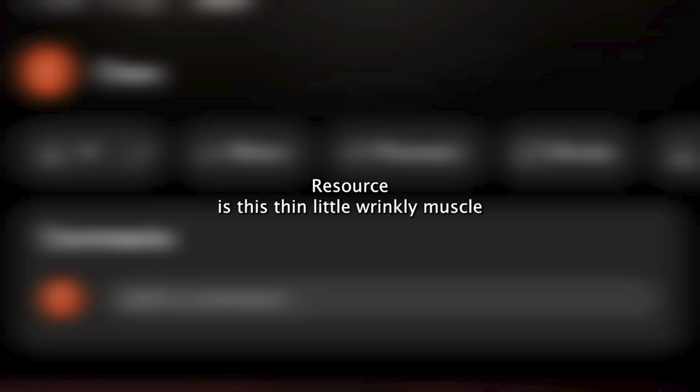The risorius. Risorius is this thin little wiggly muscle right here, also in the corner of the mouth. And the risorius draws the corner of the mouth laterally. It actually aids in smiling.